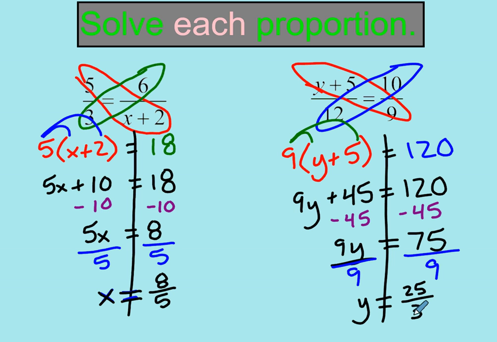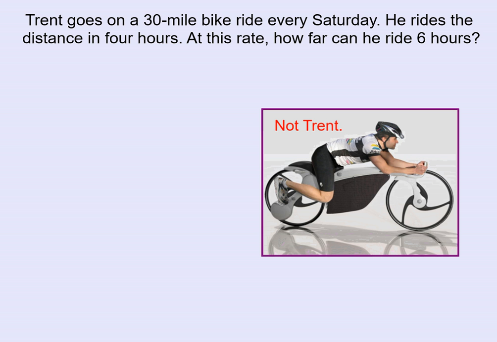Let's go ahead and try our next problem. It says Trent goes on a 30-mile bike ride every Saturday. He rides the distance in 4 hours. At this rate, how far can he ride in 6 hours? So my first thing I'm asking myself is, what is the question actually being asked? It says, how far can he ride in 6 hours? And I don't know how far he can ride, so that's what we're going to be trying to figure out.